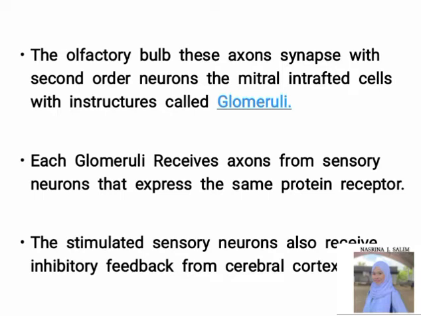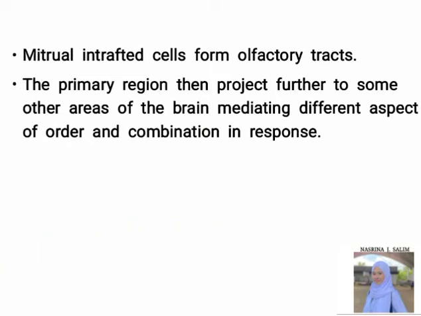The second-order neurons are stimulated by sensory neurons, but they also receive inhibitory feedback from the cerebral cortex. This means an odorant can be perceived differently under different circumstances. For example, the smell of food is more appealing when one is hungry and less so when one is full. The axons of mitral and tufted cells form the olfactory tracts, which project directly to the primary olfactory cortex.